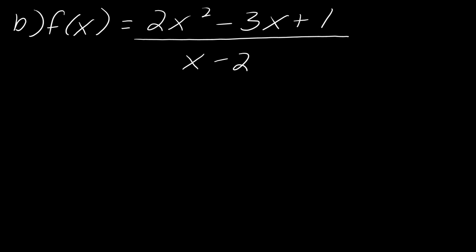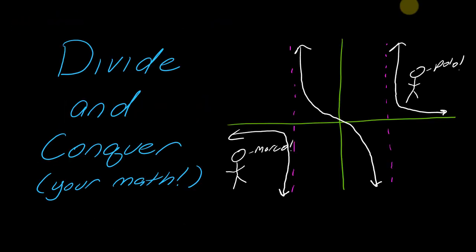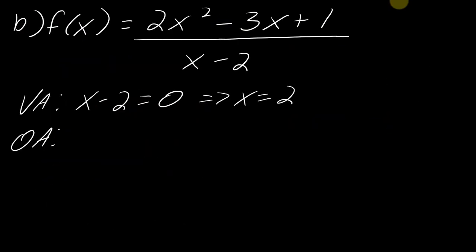So let's go through and do the work here. For my vertical asymptote, I set the denominator equal to 0. I'm going to get that x equals 2 for my vertical asymptote. And then I just know that I have an oblique asymptote here because I've discussed this in some other videos. The numerator is 1 degree higher than the denominator, so you can just tell from that you're going to have an oblique asymptote.